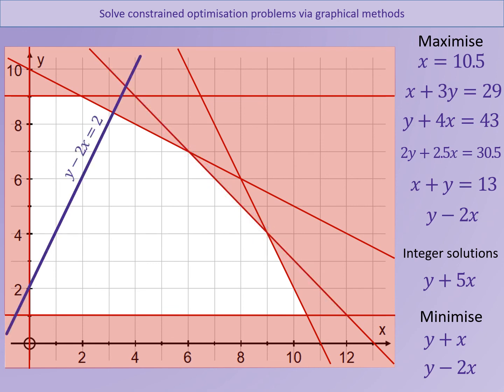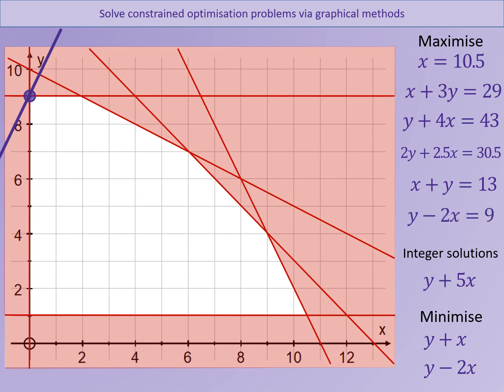Okay, the next line, we have y minus 2x, and we've arbitrarily chosen 2 as the value for p. So that is the line y minus 2x equals 2. The easiest way to draw that line would be to rearrange it to make it y equals 2x plus 2, and then draw it with a gradient of 2. This time, the highest that line can travel gives us a solution of x equals 0, y equals 9. So the maximum value is 9.